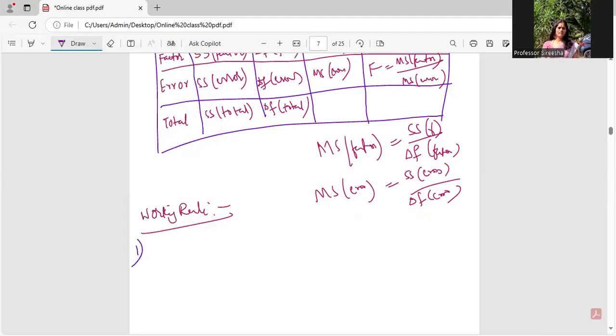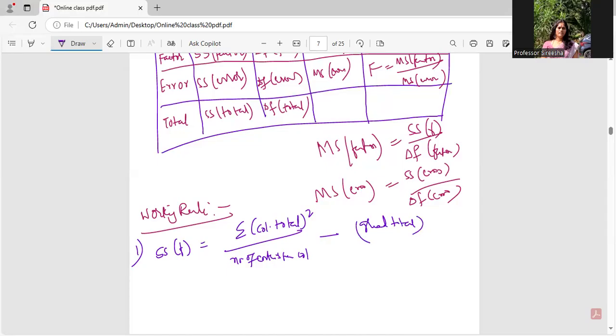First step, what I should do is, I'll be calculating the first value, that is SS factor. How will I calculate? Summation of column total whole square by number of entries per column, minus grand total whole squared by total sample size.